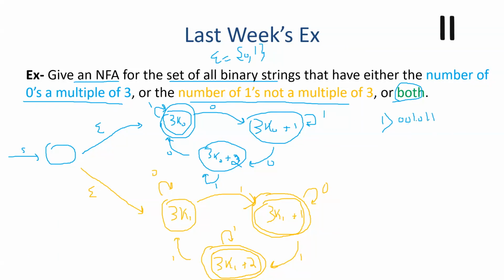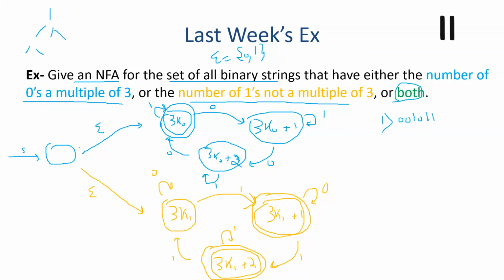This satisfies the first but not the other. Why? The 0 is a multiple of 3. The 1 is a multiple of 3, which doesn't satisfy the orange, but the blue is satisfied. So what happens in this case? Remember, an NFA, there are branches. There are multiple routes we can take, not just one.